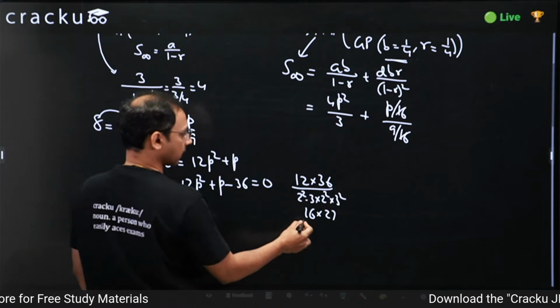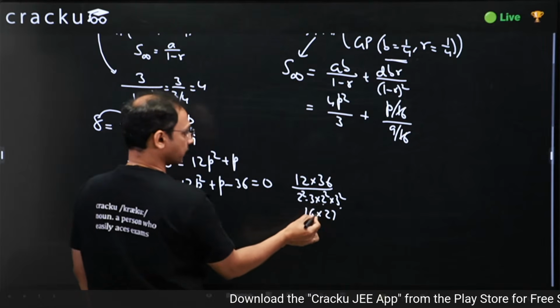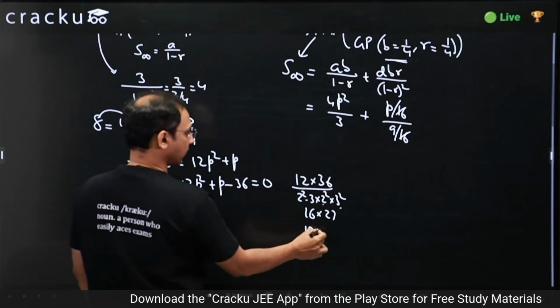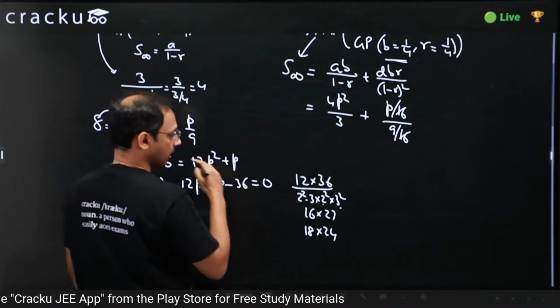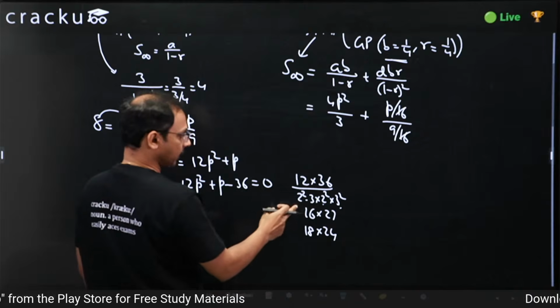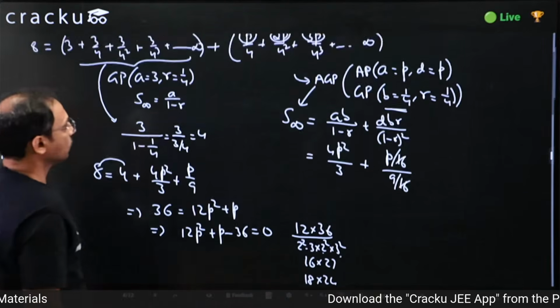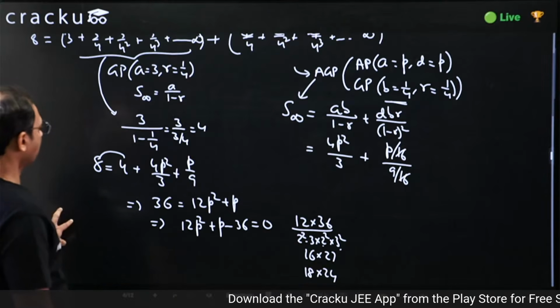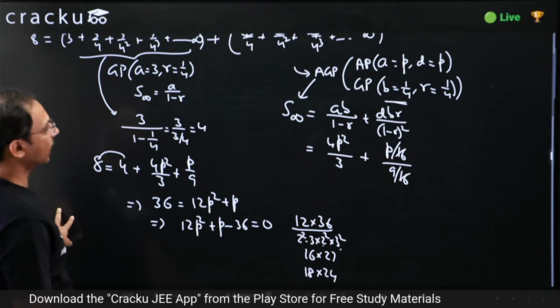I'll go higher. Do we have 18? 18 we have. 9 into 2. Then I have 8 into 2, 24. So still we are not getting difference 1. 19, 20, 21, 22, 24 do we have? 24 is already over. So we have AB by 1 minus R.